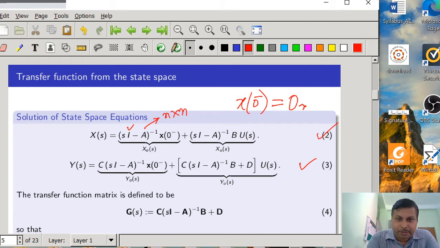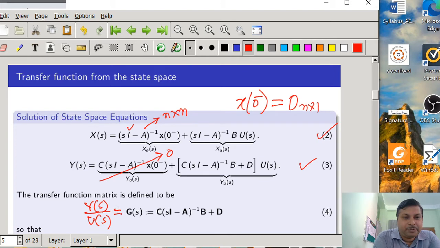This 0 actually has a dimension of n cross 1, meaning all the initial conditions of the states are 0. If you assume that, then we can make this term equal to 0, and from there you can write Y(s)/U(s), that is the transfer function G(s), equal to C (sI - A)^-1 B + D. This is a very important relation: if the A, B, C, D matrices are given for the state space, then with relation 4 we can compute the transfer function of the system.